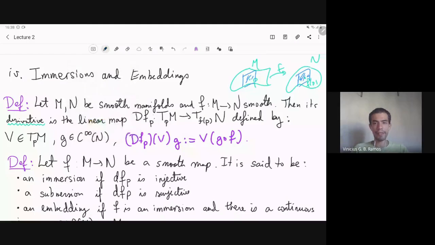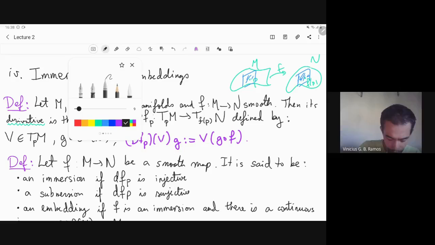Okay, and how do we define it? Well, if you think of tangent spaces as the space of derivations, then it's very straightforward, very canonical. You just define the derivative applied to the vector v, eating a function g on N, to be basically v eating the composition of g with f. So this is very straightforward. But if you want, you can write it in charts.